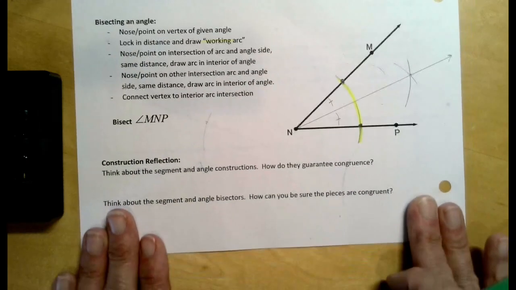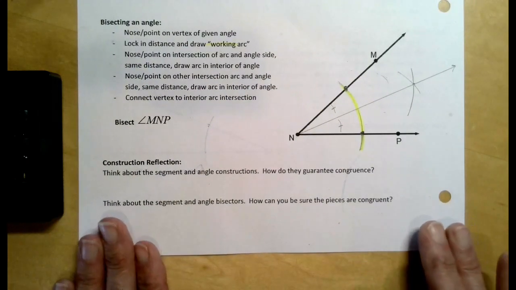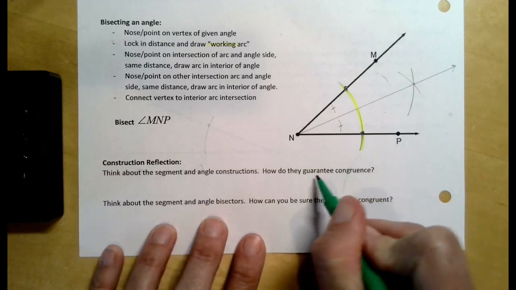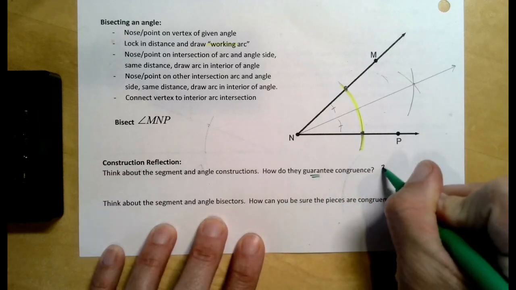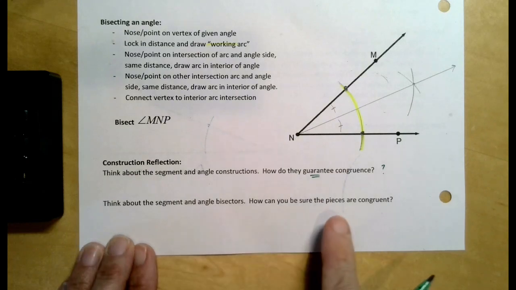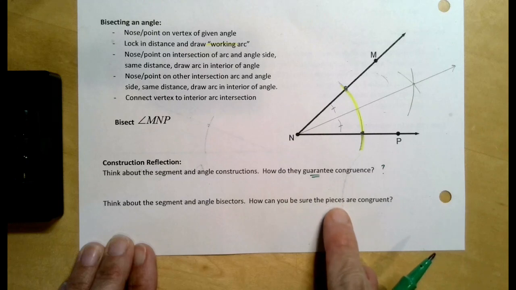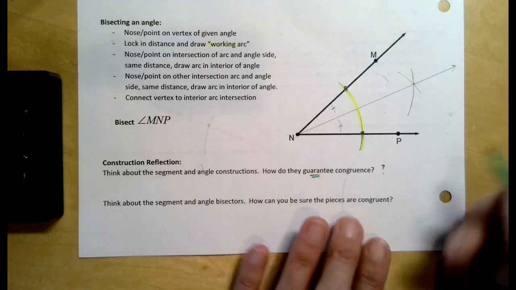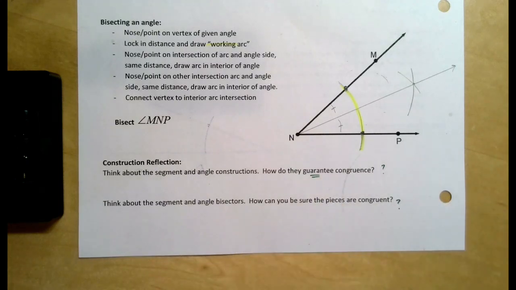All right, so you have a couple of reflection questions. Think about the segment and angle constructions. How do they guarantee congruence? That's an interesting question I want you to think about. Think about the segment and angle bisectors. How can you be sure that the pieces, both the segments and the space in between the angles, are congruent? So we'll talk about that more in class.